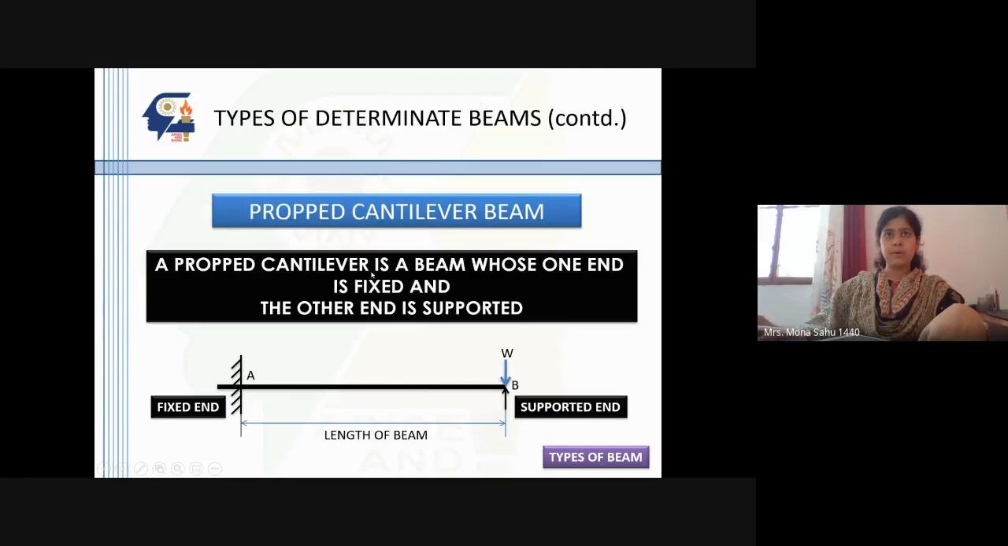Next is propped cantilever beam. One end is fixed and the other end is supported. Propped cantilever beam. All right, you have one end fixed and the other end is supported.